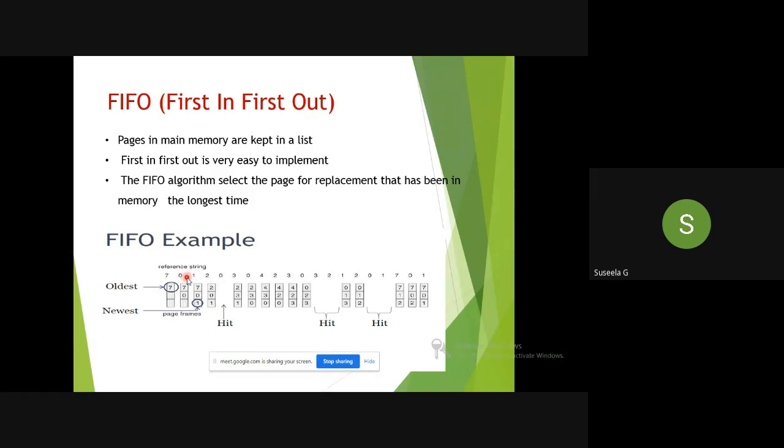Second reference is 0. So it is also loaded. So next reference is 1. That is also loaded. So at this point, the newest frame, the most recent, is 1.